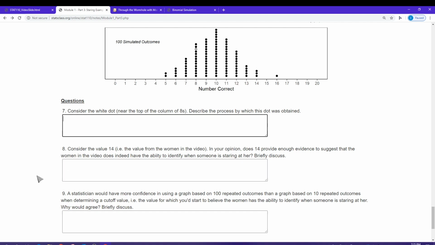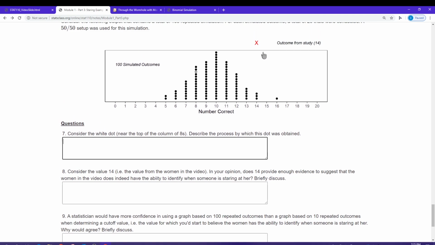Consider the value of 14. In your opinion, does 14 provide enough evidence? To be honest, that's right on the edge here. 14 is right on the edge of that distribution. I got 3 dots here at 14 and actually one up here at 16. So 3 times I obtained a value of 14 under a situation of no ability.